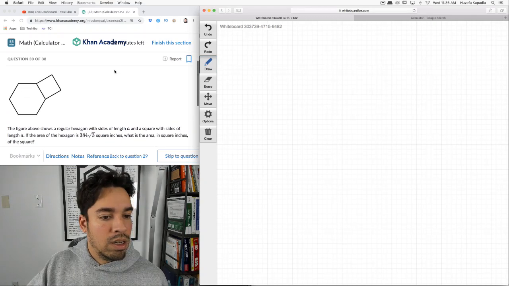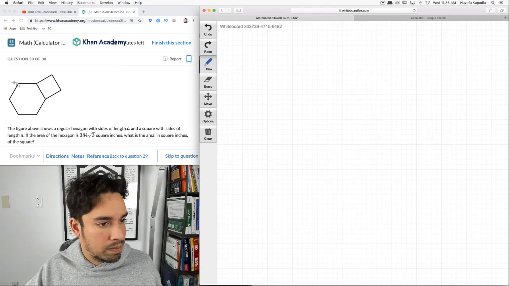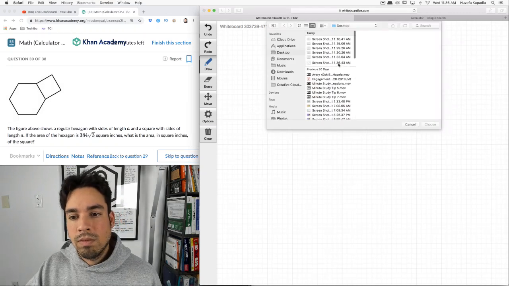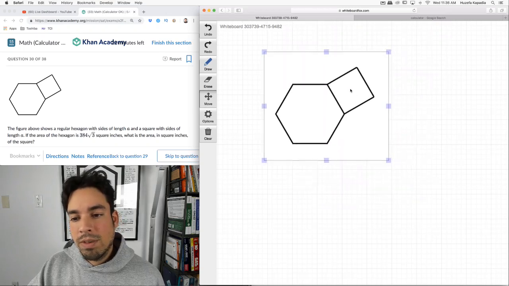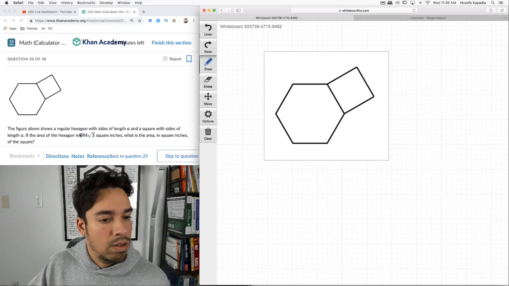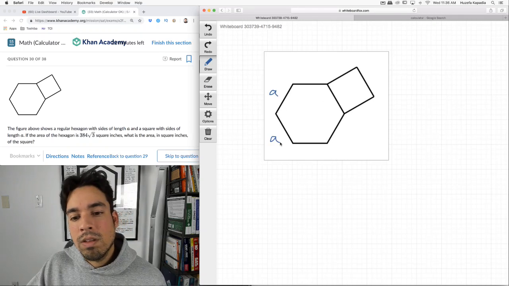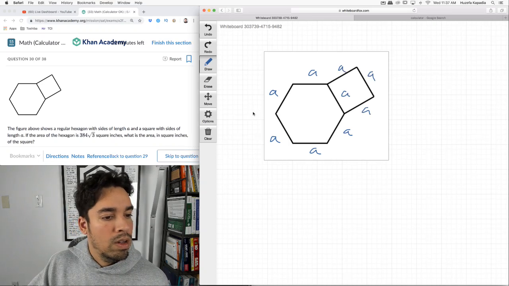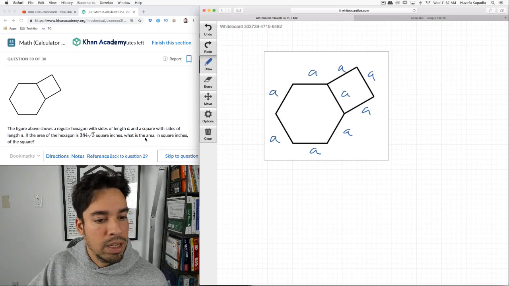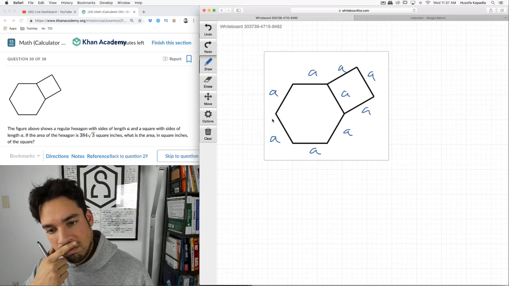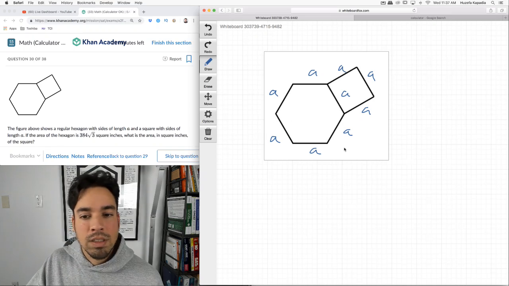The figure shows a regular hexagon. Okay, let's do this. I'm doing this so I can fill in the stuff. With side lengths of a, and the square's side is a too, right? The area of the hexagon is blank. What is the area of the square? I know how to figure this out.